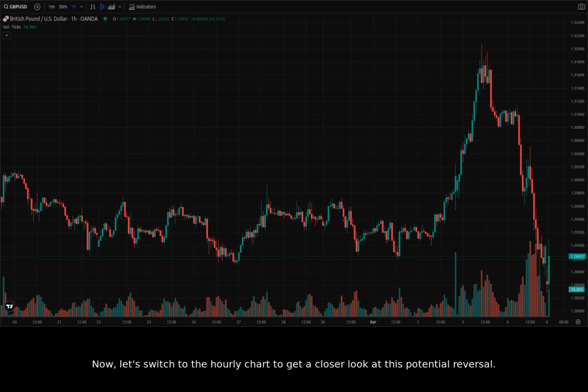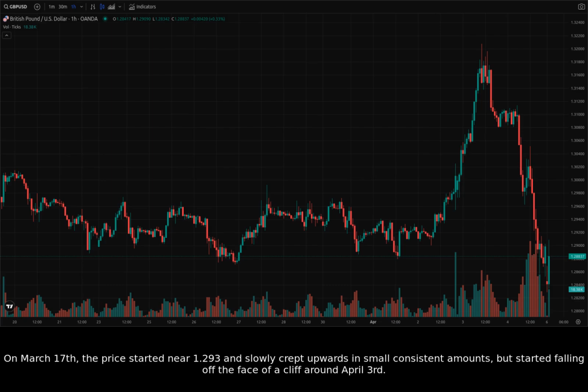Now, let's switch to the hourly chart to get a closer look at this potential reversal. Looking at the 1-hour time frame, we can see more detail. We can narrow in on the past few weeks. On March 17th, the price started near 1.293 and slowly crept upwards in small, consistent amounts, but started falling off the face of a cliff around April 3rd.